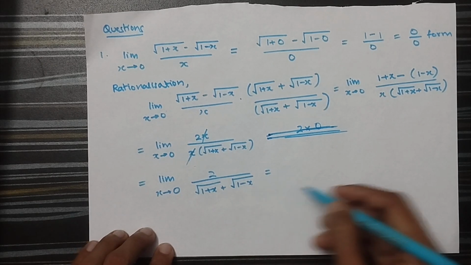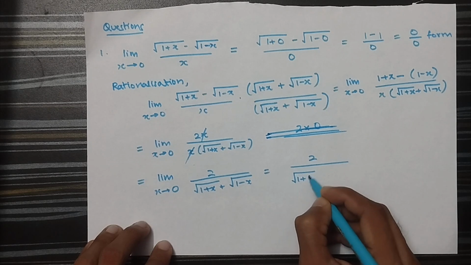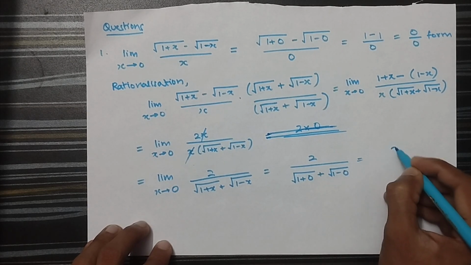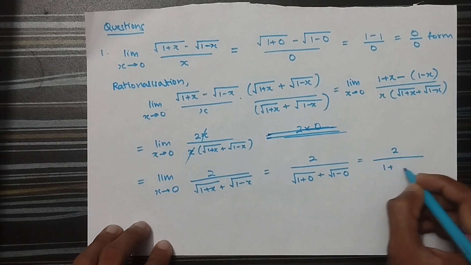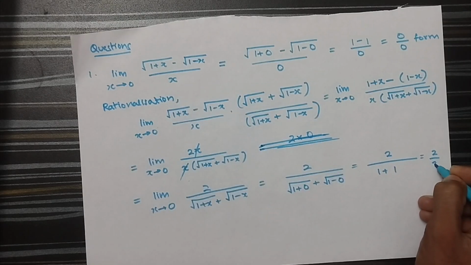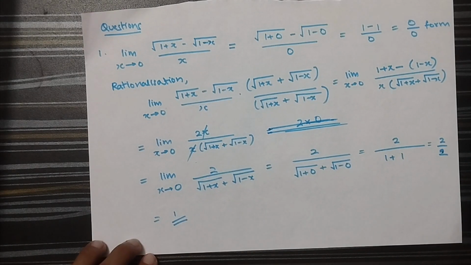Now we can directly substitute: 2 divided by root of 1 plus 0 plus root of 1 minus 0, which is equal to 2 divided by 1 plus 1. So 2 by 2. So the answer would be 1.